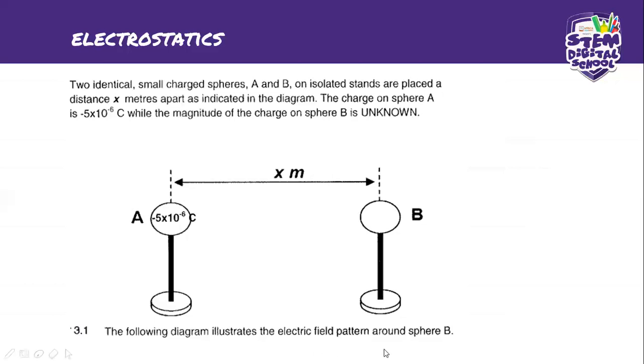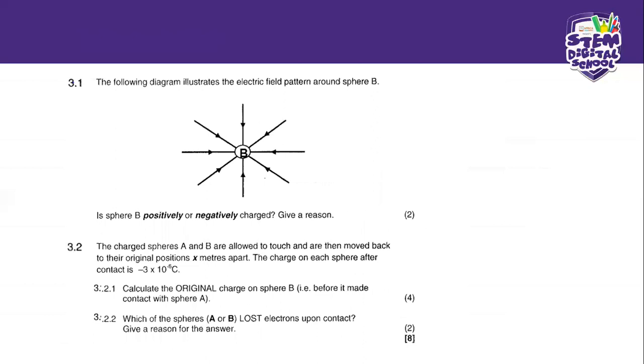So it's the electric field pattern around sphere B. Here is a diagram that illustrates the electric field pattern around sphere B. I want to know, is sphere B positively or negatively charged? The stuff that we have done together. Then you move to 3.2.